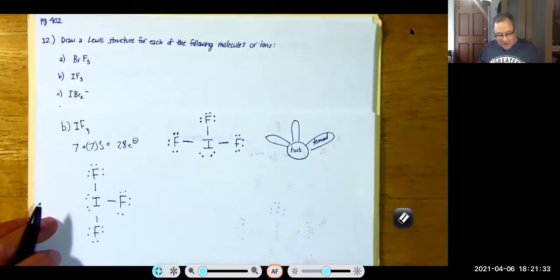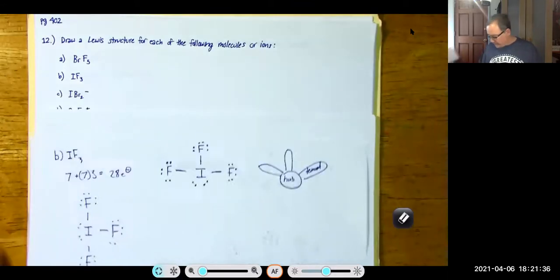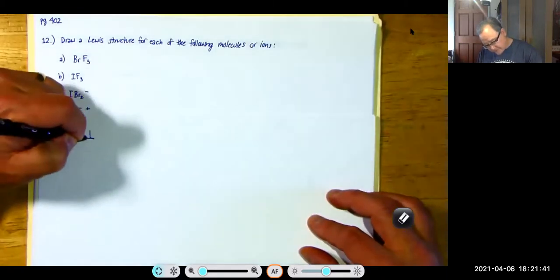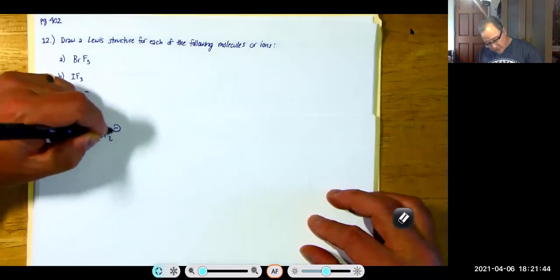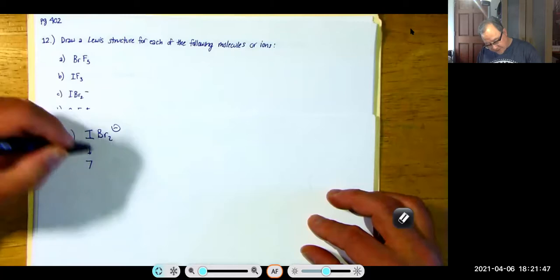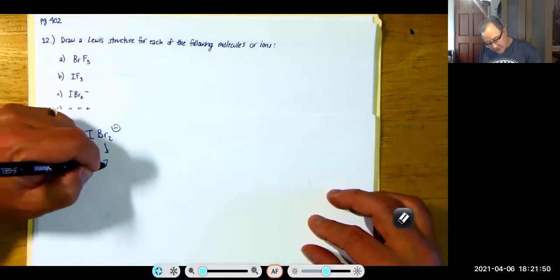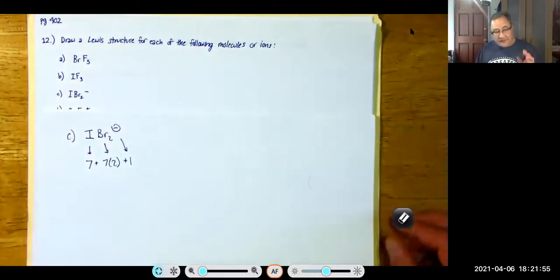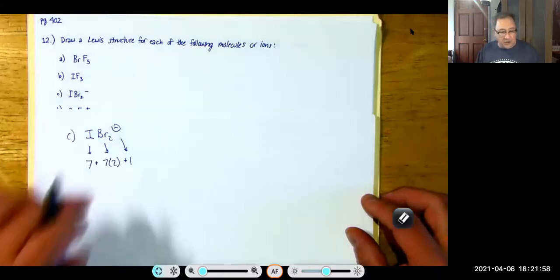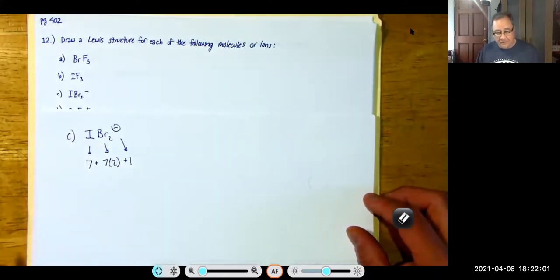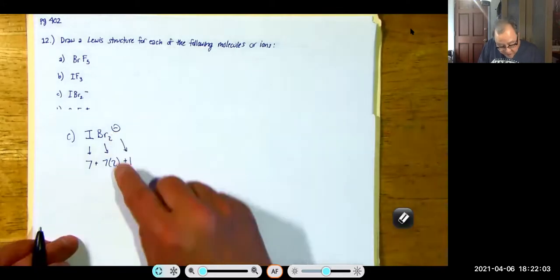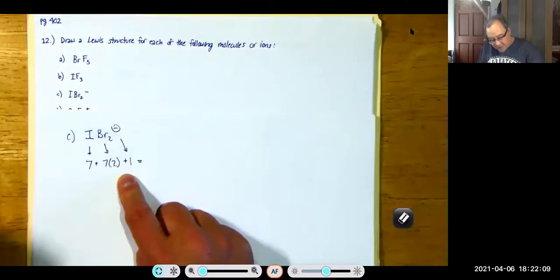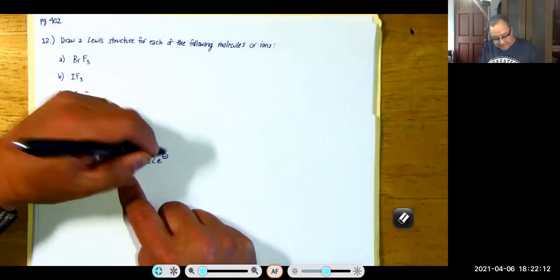How about IBr2 minus? Let's take a look at that one. Now this one, you notice there's a charge, right? So for the iodine, there are 7 electrons. For the 2 bromines, there's 7 times 2. And for the charge, you add 1 more electron because it's a valence electron that gives this thing its charge. So even though it's a negative, we're counting electrons here, so that's an extra electron. And here, this ends up being 22 electrons. Are you okay with that?